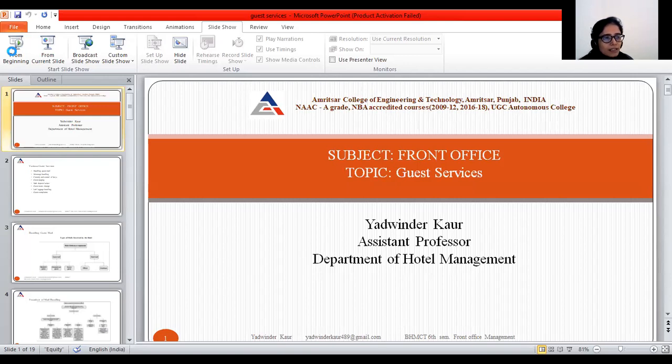These are some guest services related to our practical: how we can handle guest mail, how to handle message handling, or if the guest has keys, how to control the keys and keep them in custody, and what guest paging is. If we are providing safe deposit lockers, how can we handle them? And guest room change: if the guest is not satisfied with the same room number, then we can change that room within a particular period of time.